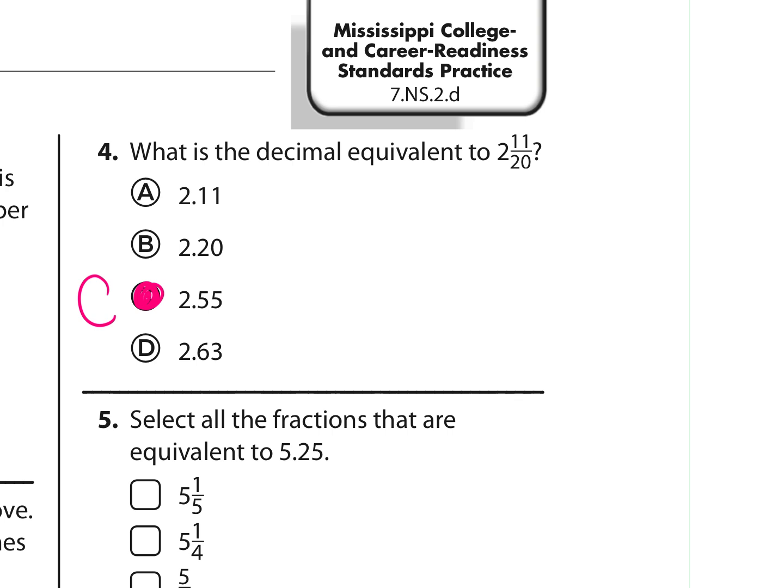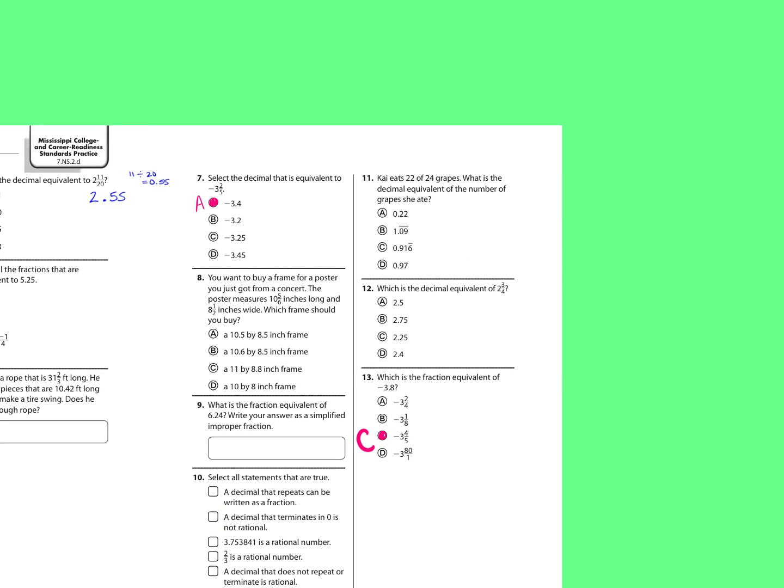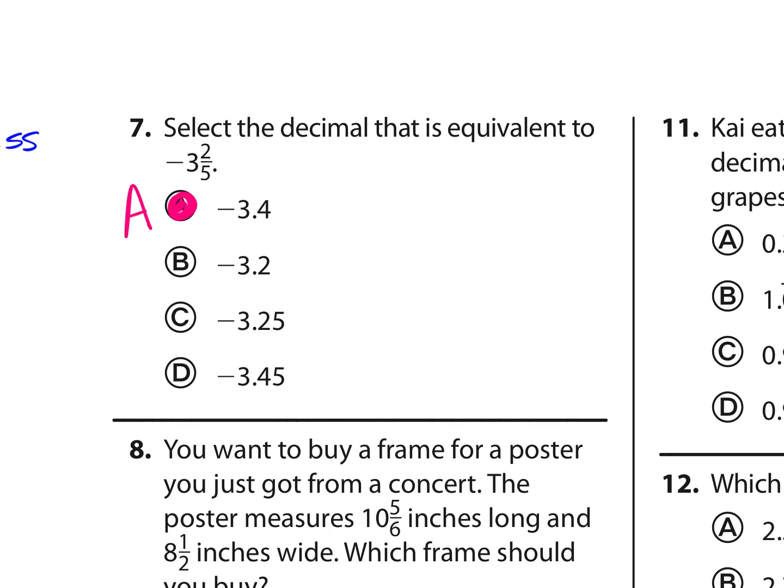I just go to my calculator and say, okay, 11 divided by 20, and my calculator comes out to 0.55. So it's 2.55. Number 7, once again, I can go to my calculator. 2 divided by 5 in my calculator is 0.4, so I get negative 3.4.